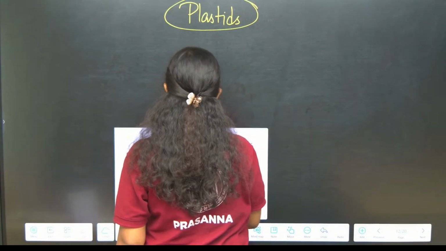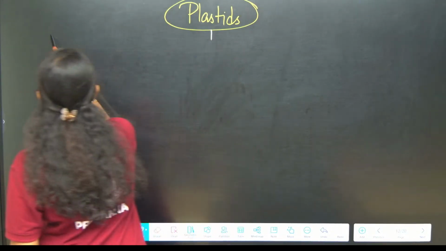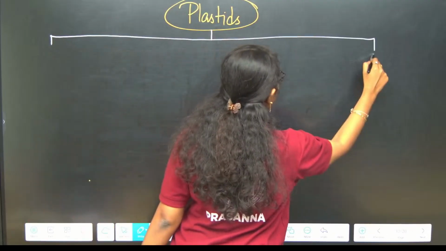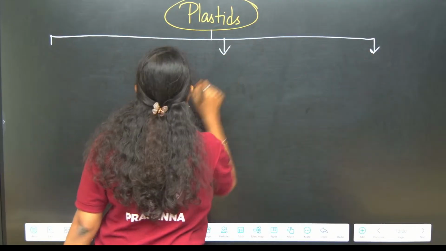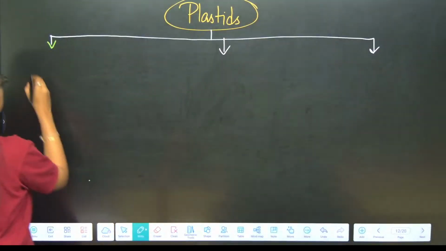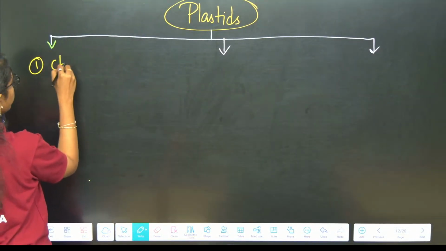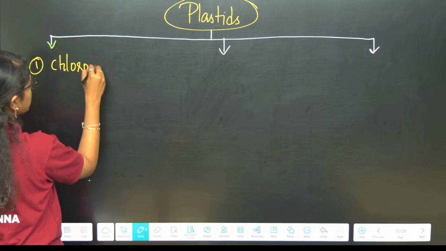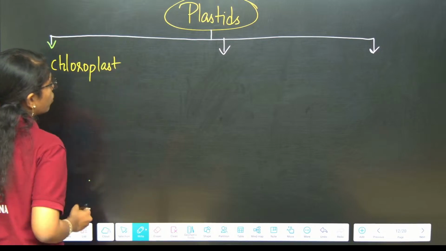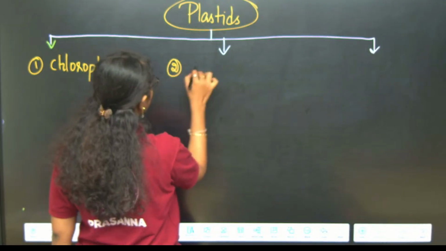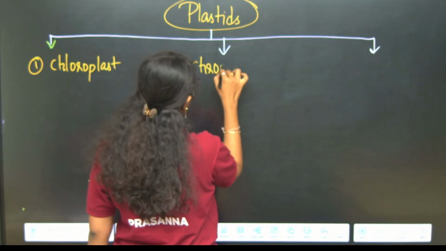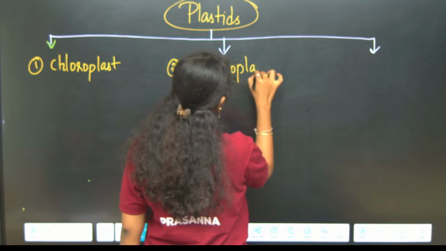Plastids are of 3 types. What are they? First is chloroplast, chromoplast, good, chromoplast and leucoplast.